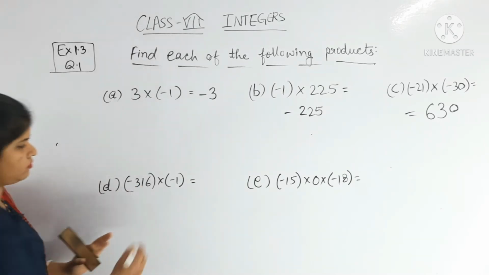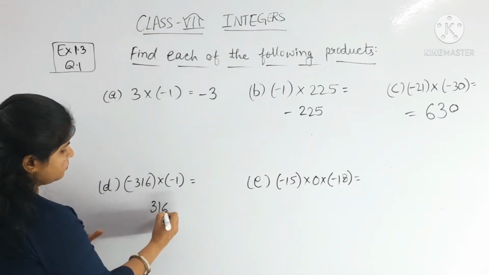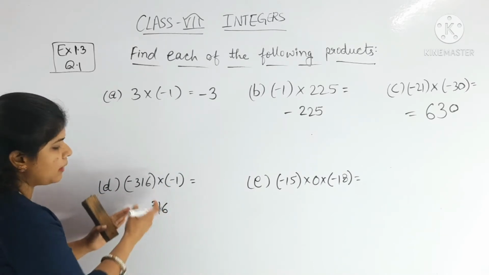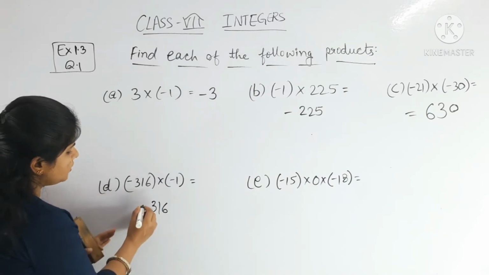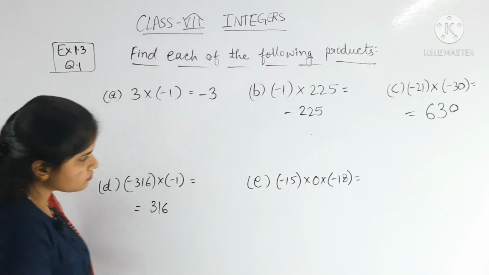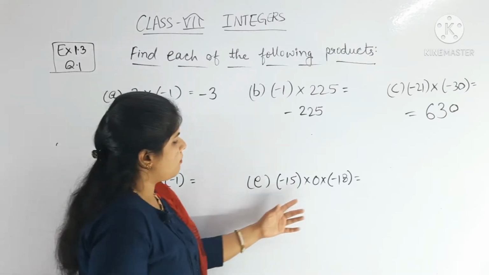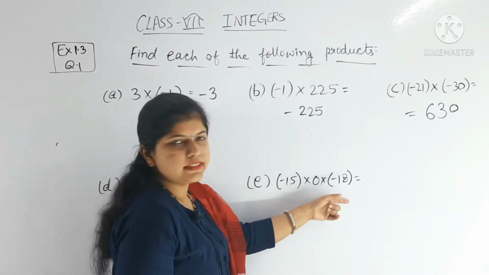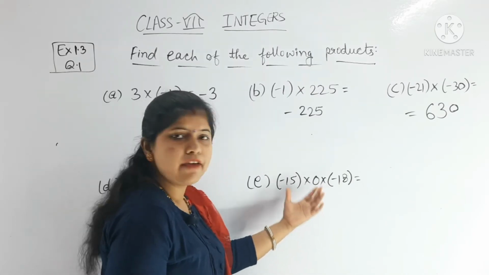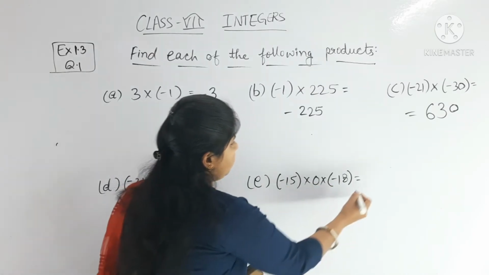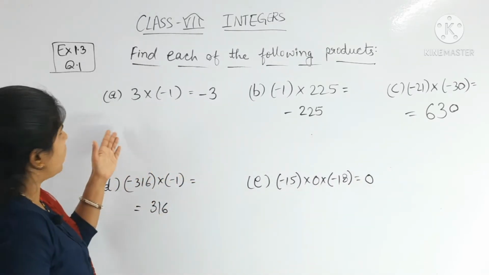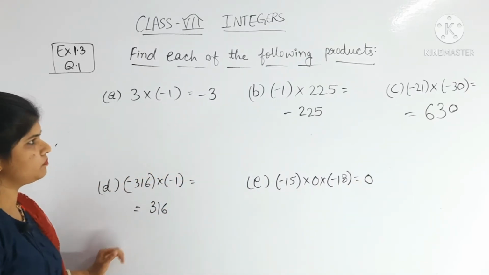Then come to the D part. 316 into 1. Any number you multiply with the 1 is the same result. Okay, so minus minus is plus. So this is the answer for the D part. Now come to the E part. Minus 15 into 0 into minus 18. So here is 0. If any number multiply with the 0, so what we will get? The 0. Okay, so this is the part of the question number 1.